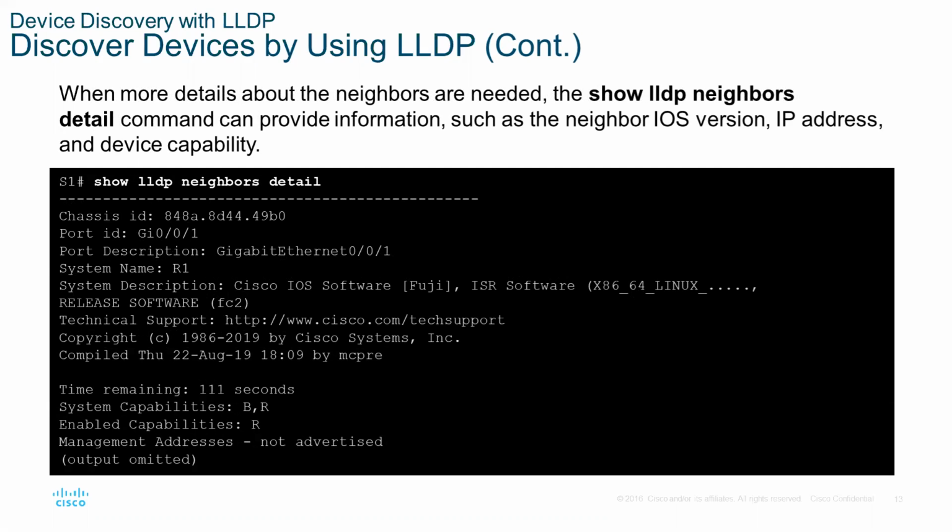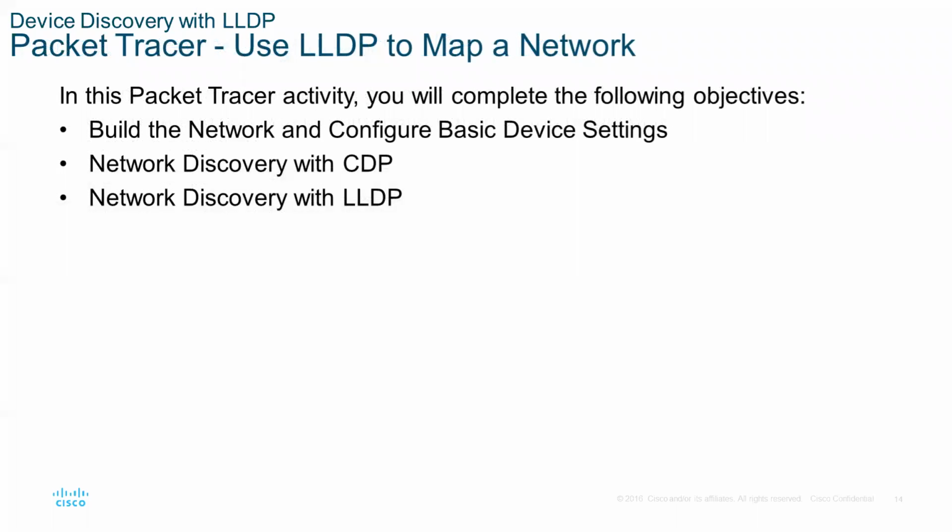And it even has a detail option, just like CDP. So again, we can get all that information from the neighbors command, plus we now get the chassis ID and a little bit more details about what's going on. So there's another Packet Tracer activity for you to use CDP and LLDP to discover your network.